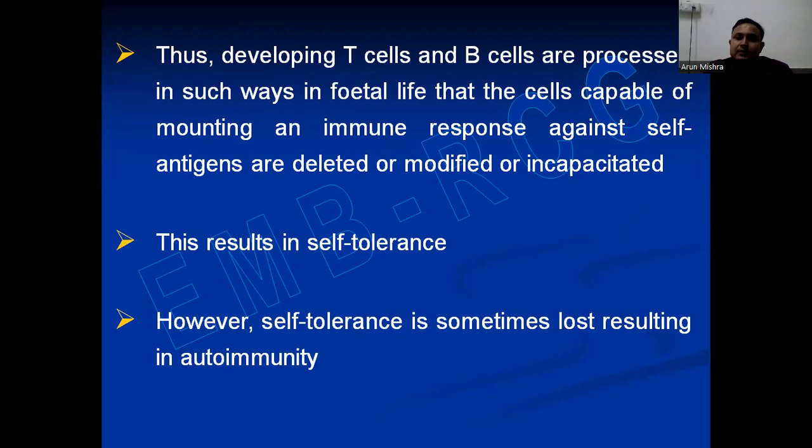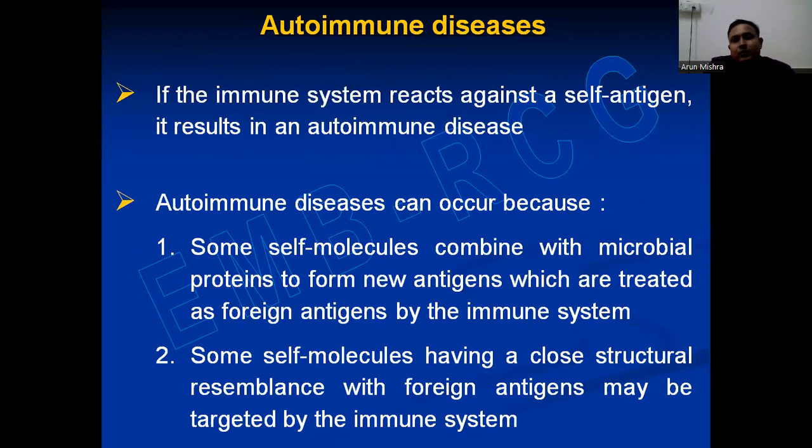However, self tolerance is sometimes lost, resulting in autoimmunity. Now we see autoimmunity or autoimmune diseases. If the immune system reacts against a self antigen, it results in an autoimmune disease. Autoimmune disease can occur because some self molecule combines with microbial protein to form a new antigen, which is treated as a foreign antigen by the immune system, or some self molecule having a close structural resemblance with a foreign antigen may be targeted by the immune system.